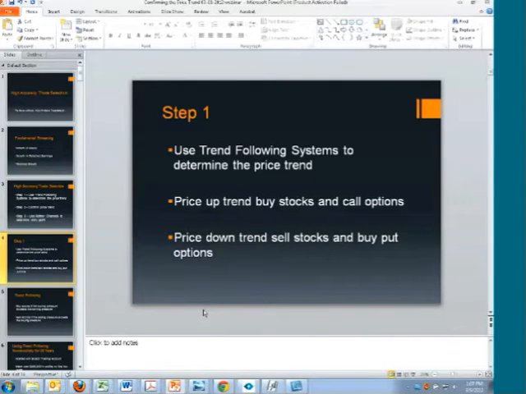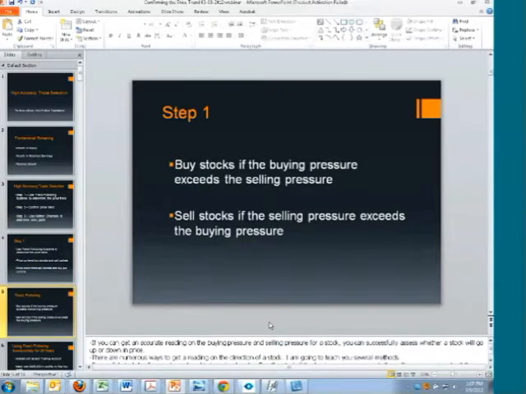Once we determine the price trend, if it's an uptrend, then we want to buy stocks and call options. And if it's a price downtrend, then we want to sell stocks and buy put options. So the trend following is the basis of our trade selection. In general, we want to buy stocks if the buying pressure exceeds the selling pressure, and we want to sell stocks if the selling pressure exceeds the buying pressure. The way we measure this buying and selling pressure is through the exponential moving averages.